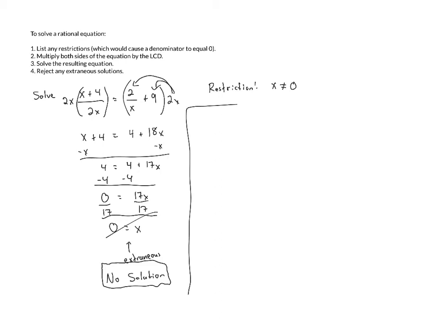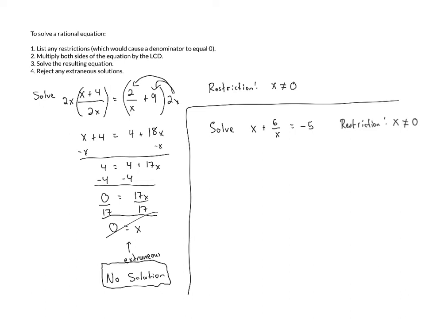I'm going to do it down here. Let's solve x + 6/x = -5. Again, we want to look at the restrictions here. There's one denominator that has a variable in it. That variable is x. And we know that that can't be 0 because then the denominator would be equal to 0. So the restriction here is that x cannot be equal to 0.